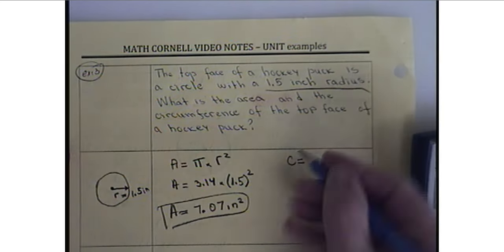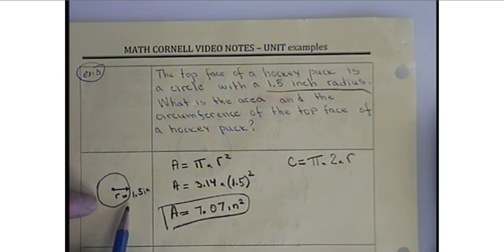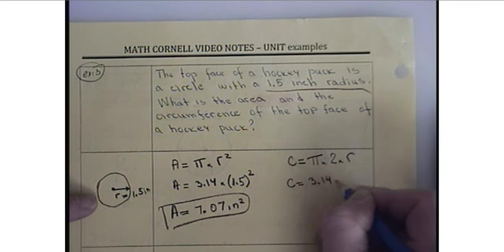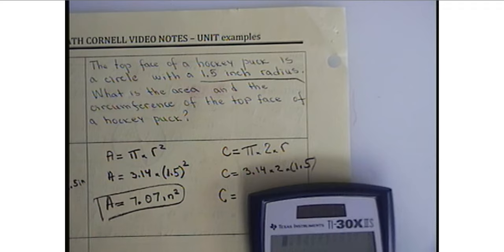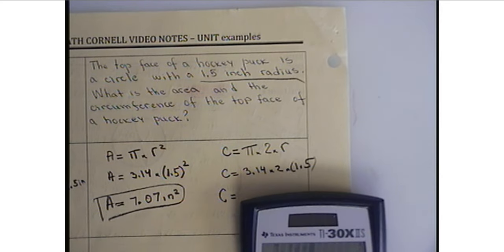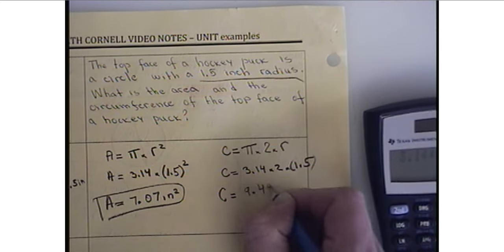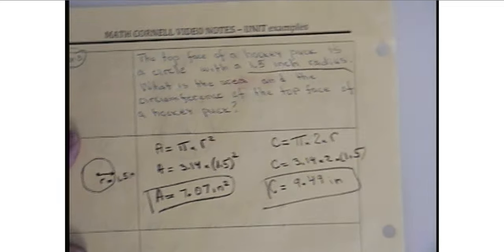What is the circumference? The circumference will be pi times 2 times r. We don't know the diameter, so we put times 2 times r. So the circumference will be 3.14 times 2 times r, which is 1.5. So if we plug in all those numbers on the calculator, here's what we're going to get. 3.14 times 2 times 1.5 will be equal to 9.42 inches will be the circumference of that shape.